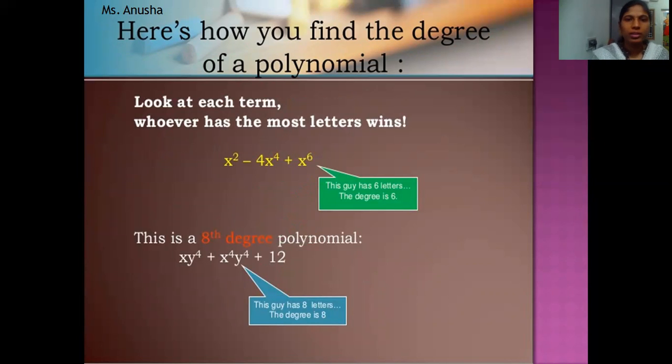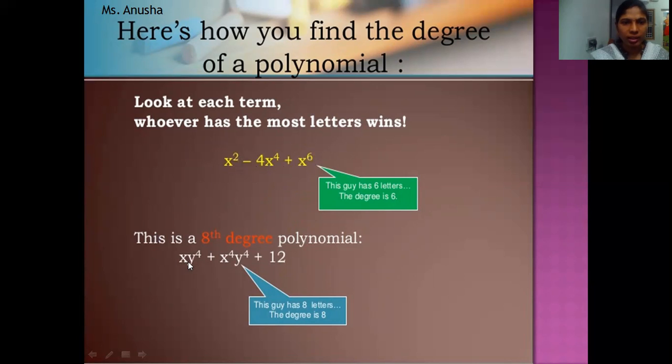Okay, see here. Here I have explained with two examples. x square minus 4x power 4 plus x power 6. In this polynomial expression, the first term x has the power of 2, the second term of x has the power 4, and the third term x has the power of 6. Here, the highest power is obviously 6. So the degree of this polynomial is 6.